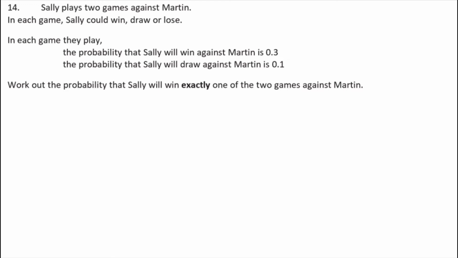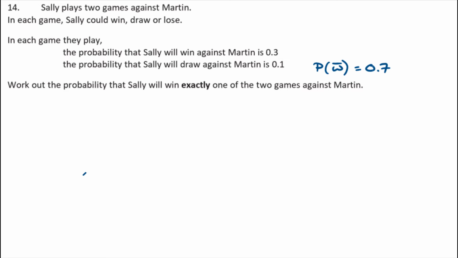So the probability that she wins is 0.3. Now the probability she draws is 0.1, so that means the probability she loses is going to be the rest, isn't it? So I'm just going to say the probability of not win. If the probability of win is 0.3, then the probability of not win is going to be 0.7. Now that's going to include the 0.1 of a draw, plus the 0.6 then I suppose of the loss. But like I say, I'm not really interested if she draws or loses. I'm just interested if she wins. I just want to know the probability that she wins exactly one of the 2 games.